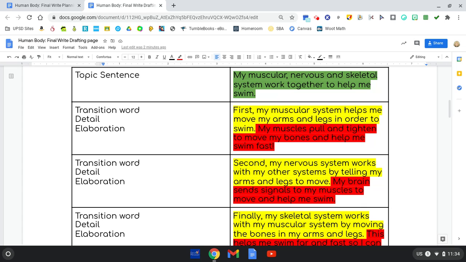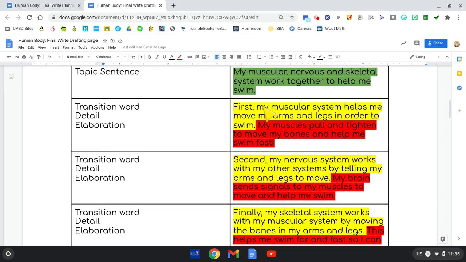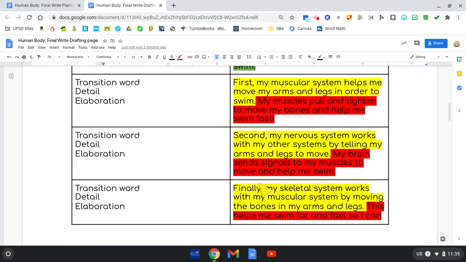This is how a finished paragraph is going to sound. My muscular, nervous, and skeletal system work together to help me swim. So we just took those 3 systems that we decided we were going to write about, and we talked about the activity that they help us do, and we just made a general statement at the beginning to start our paragraph. This helps the reader know what they're going to read about. Now, here is our body. This is the middle of our paragraph, and this is where most of our writing happens. So these are our details, and these are our elaboration or our examples, where we explain a little bit more about how or why the systems are helping me do whatever activity I chose.